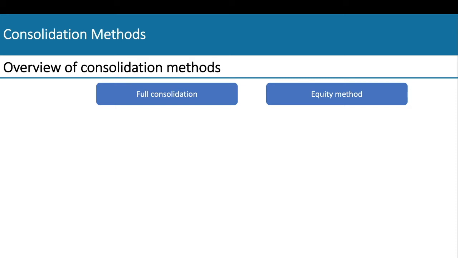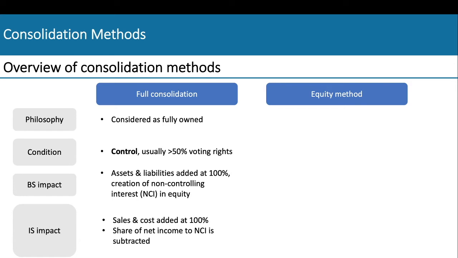There's also a third method which is called the proportional method, but note that today for the most part only the equity method is still in use. As of 2013, the International Accounting Standards Board, IASB, abolished the use of the proportional consolidation, and it's no longer recognized by the IFRS.